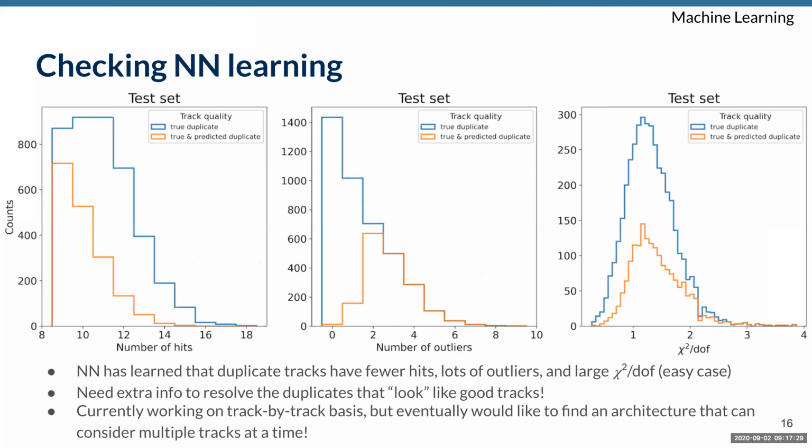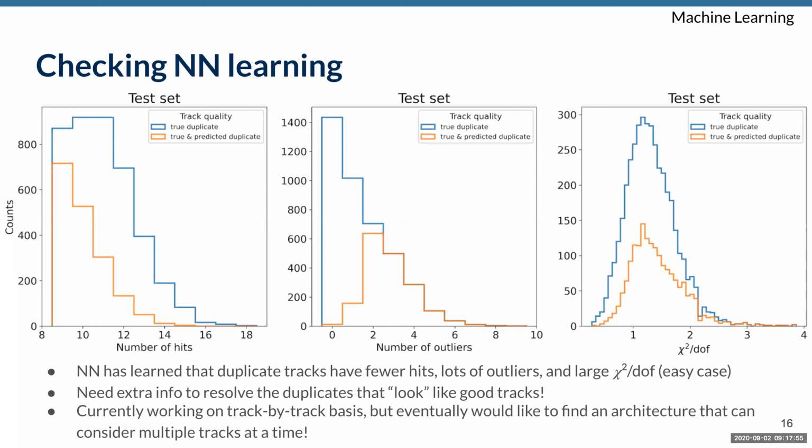Finally, we can look at what the network has actually learned about how to try to identify duplicate tracks. And again, we see that the network has learned the easy, accessible case, which is it can distinguish the duplicates that actually do look kind of funky in the sense that they have fewer hits, they have lots of outliers, and they have a large chi-square per degree of freedom. So this is easy for the network to identify.